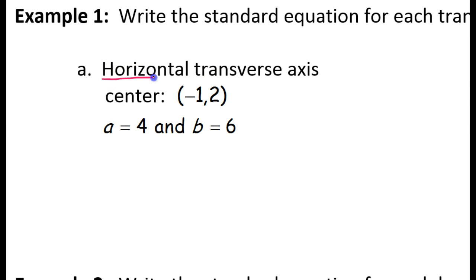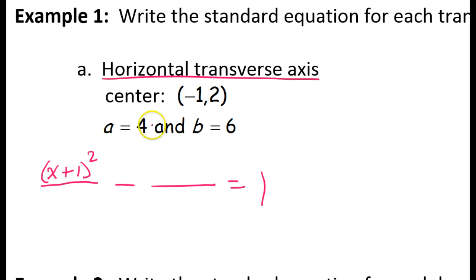If we have a horizontal transverse axis, in other words, a horizontal hyperbola, right away that means the x term is going to be first. So you know we're going to have a fraction minus another fraction is equal to 1. But if it's horizontal, then the numerator is going to involve x. So I'm going to have an x right here. Because of this -1, the x coordinate of the center, this will be x plus 1 squared. I'm basically doing the opposite of this. Because of the 2 right here, I know I'm going to have y minus 2 squared.